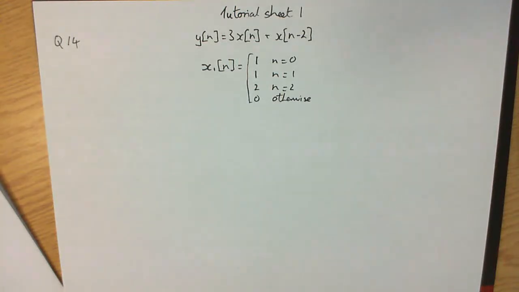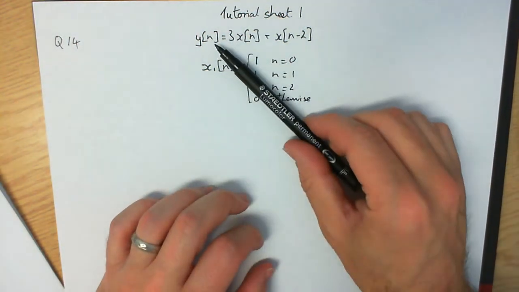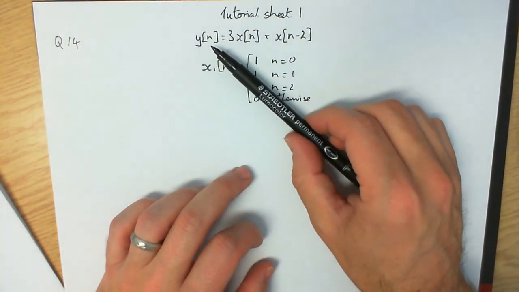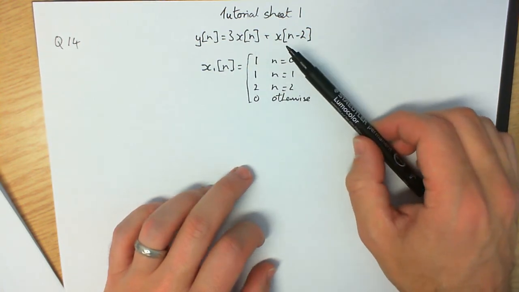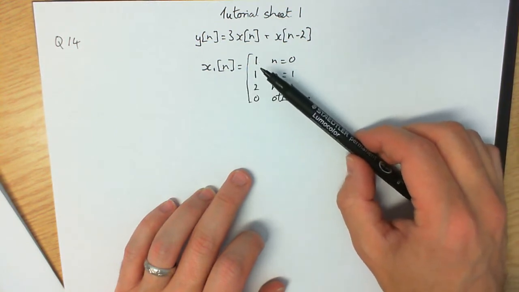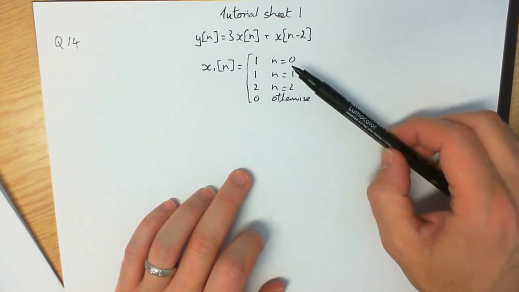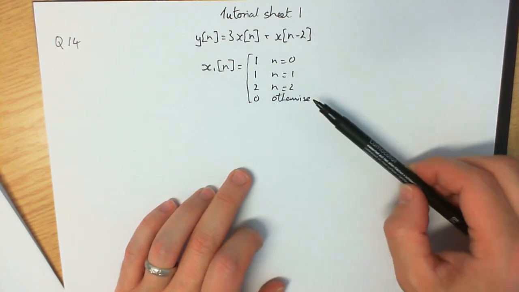Tutorial sheet 1, question 14. So we're given a discrete function y of n is equal to 3x of n plus x of n minus 2. And we're given an input x1 of n which is equal to 1, 1, 2 for n is equal to 0, n is equal to 1 and n is equal to 2, and it's 0 otherwise.